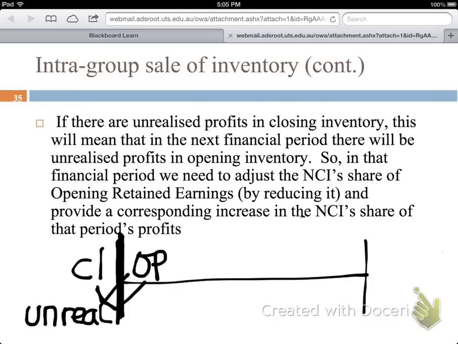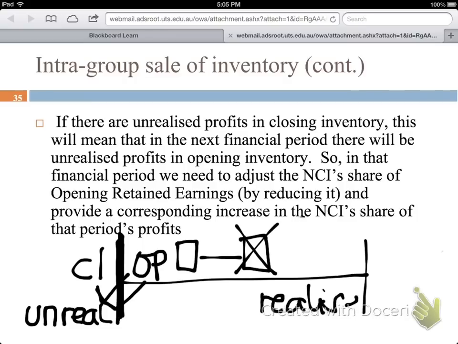Okay? Why is it realized? Well, if this is your inventory, somewhere in your current year, this inventory will be sold. And as soon as your inventory is sold, it becomes realized. Okay? So how does that impact on your NCI share of profit? Well, when you have realized profit, you have an increase in your NCI.